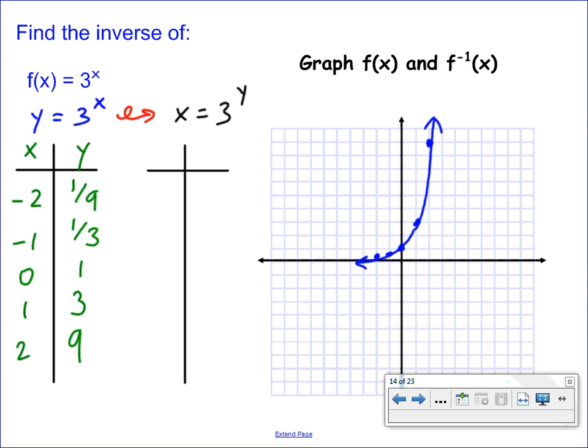And so on the original, I had -2 paired with 1/9. Guess what point's going to be on the inverse? Well, 1/9, -2. The original point, -1, 1/3, is going to correspond to the new point, 1/3, -1. Go ahead and complete the inversion for each of those xy coordinate pairs and carefully plot them on our xy axis.